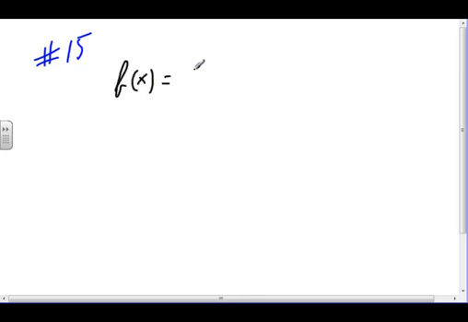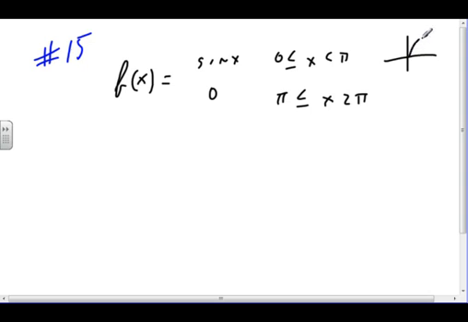F of x is sine x from 0 to pi, and it's 0 from pi to 2 pi. Okay, so now we don't have to use that L thingy again. Now I'm going to ask myself, I have something that looks like that all the way to pi. That's going to be my DC component, so that's the average value of it.